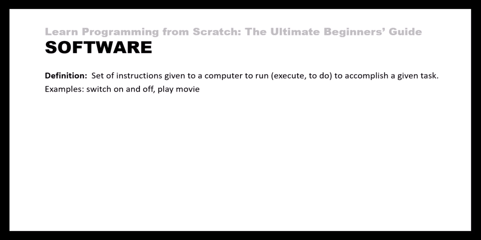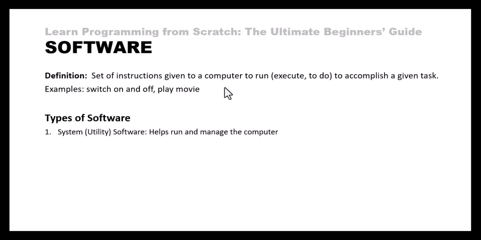So there must be a computer program that is able to help the computer to process these instructions. When you want to play a movie, there should be a program that is able to play a movie on the computer. Okay. So now we know that a computer program or a software is just simply a set of instructions that a computer can run to accomplish a given task. Let us now look at the types of software.